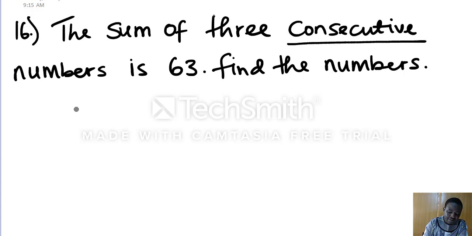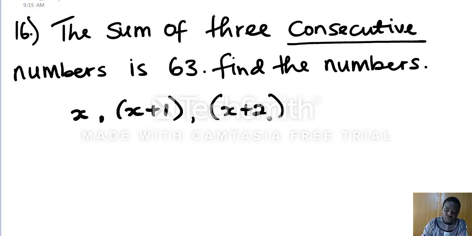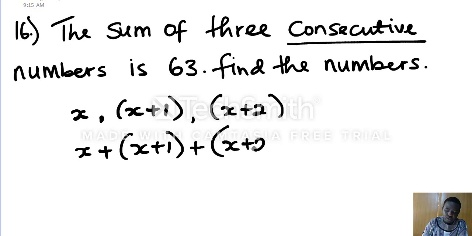That means let the first number be x, then the second number becomes what? x plus 1, and the third number becomes what? x plus 2. So the sum of these three consecutive numbers can be said to be x plus (x plus 1) plus (x plus 2) being equal to what? 63. So we are going to get our value for x, so that when we know the value for x, we are going to substitute x into this equation to get other numbers.